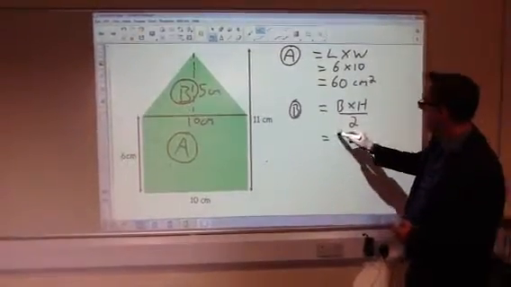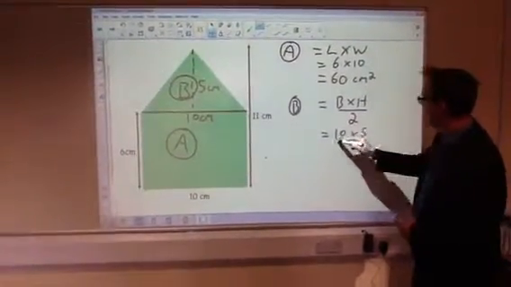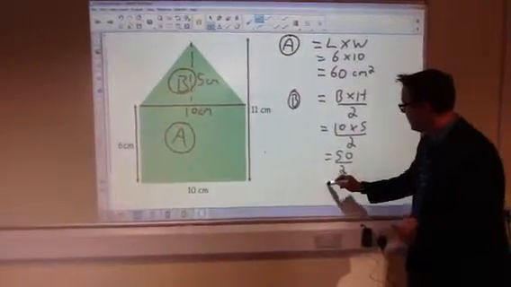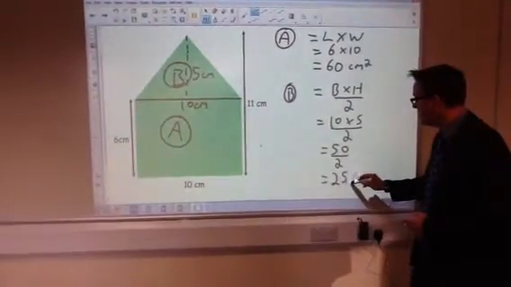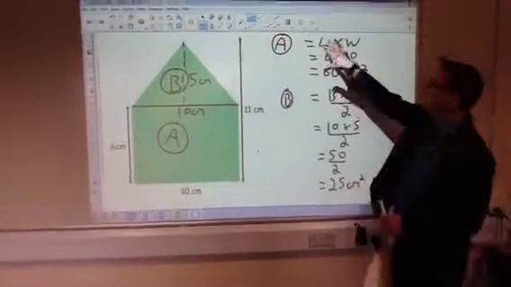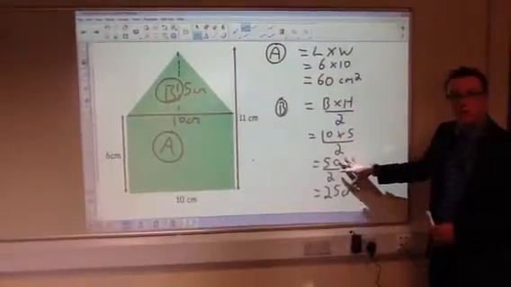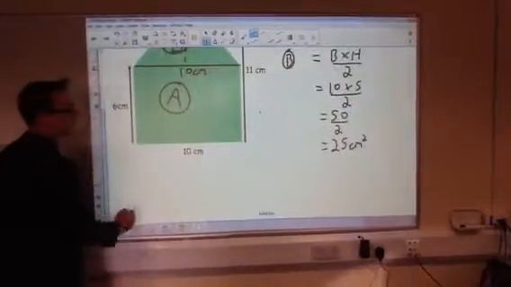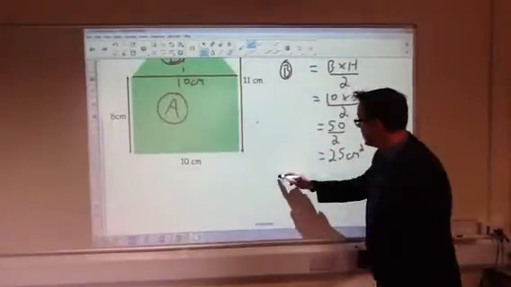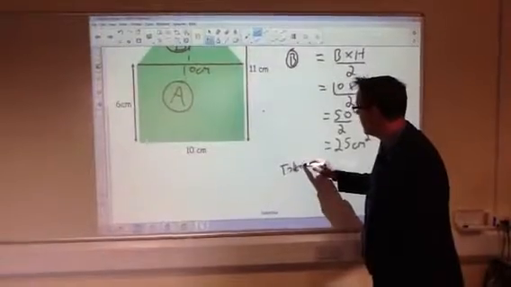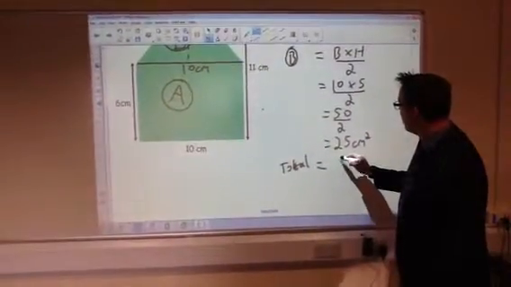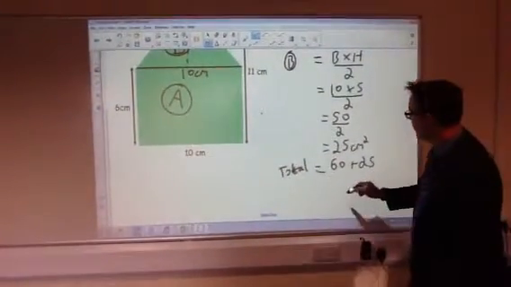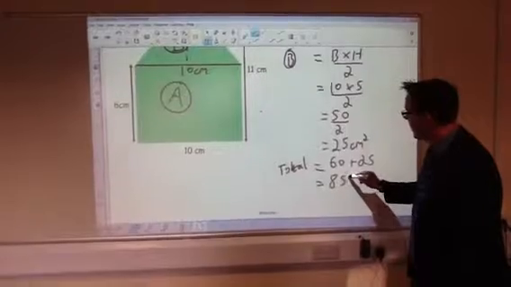So I start putting it into my formula. 10 times 5 divided by 2. 10 times 5 is 50, divided by 2 gives you 25 centimetres squared. So I've got the area of my rectangle, I've got the area of my triangle, and now just to get the area of the whole thing, that's quite simple. For the total area, all we need to do is take the top one, which was 60, and the bottom one, which was 25, which gives us 85 centimetres squared.